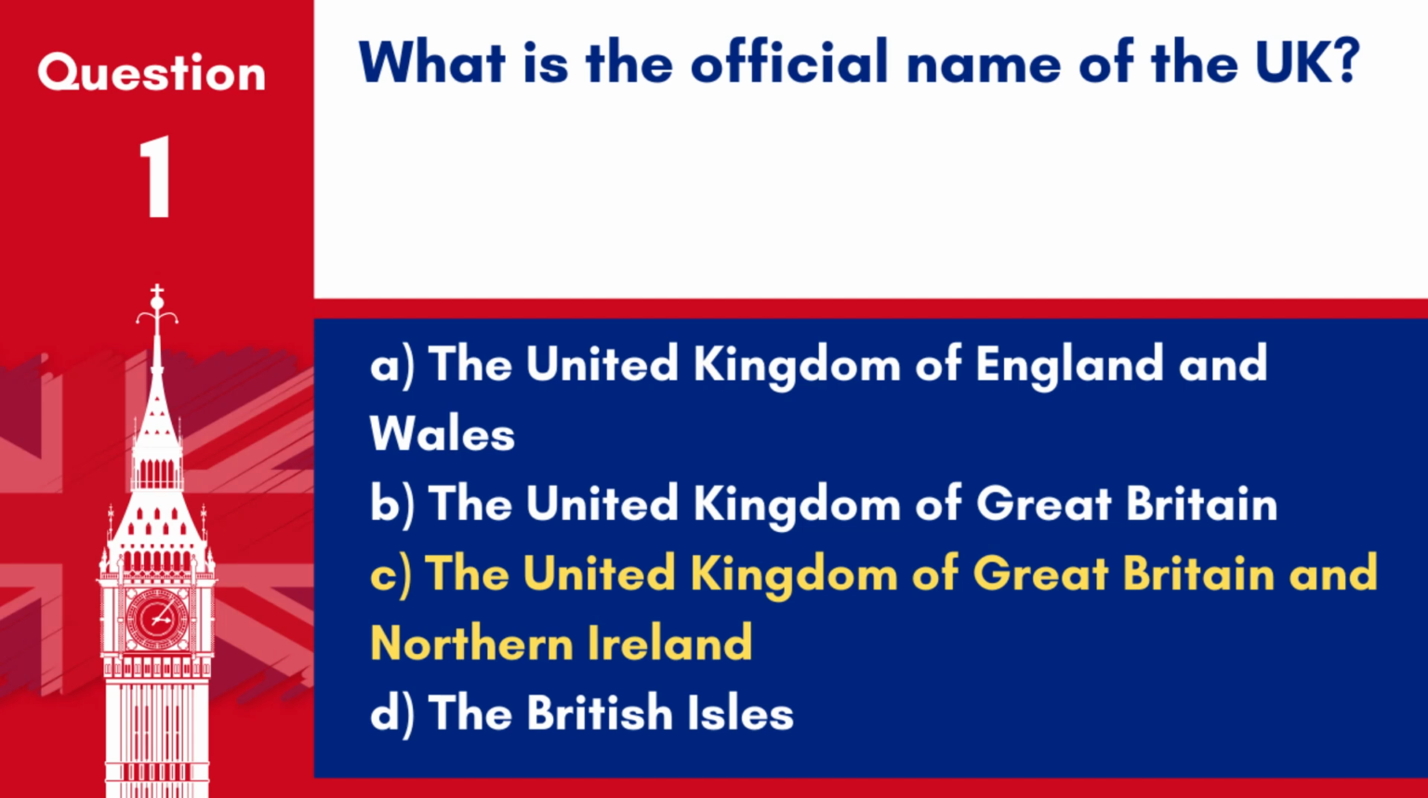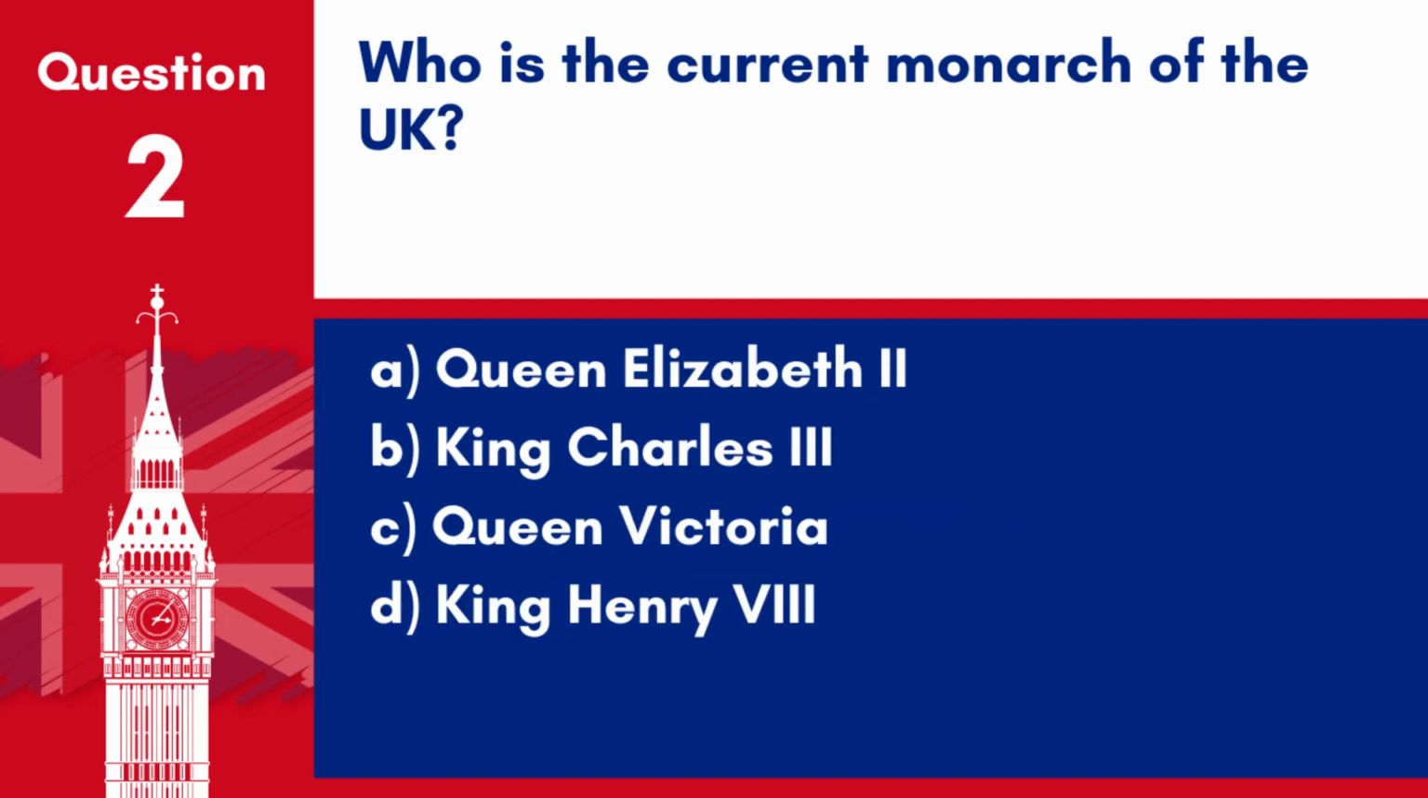The official name of the UK includes Great Britain, which encompasses England, Scotland and Wales, and Northern Ireland. Question 2. Who is the current monarch of the UK? A. Queen Elizabeth II. B. King Charles III. C. Queen Victoria. D. King Henry VIII. Answer B.